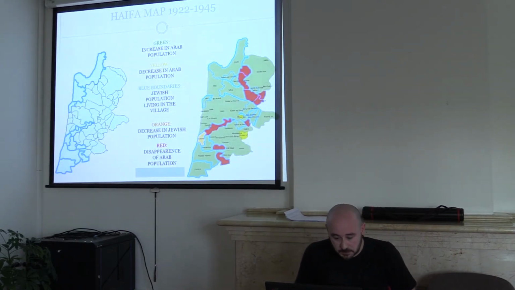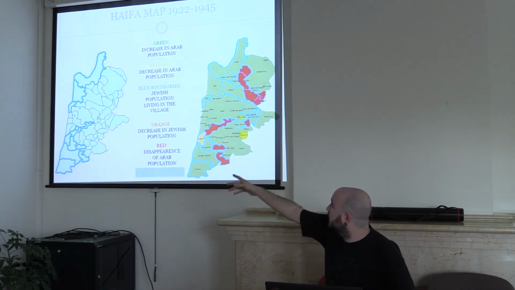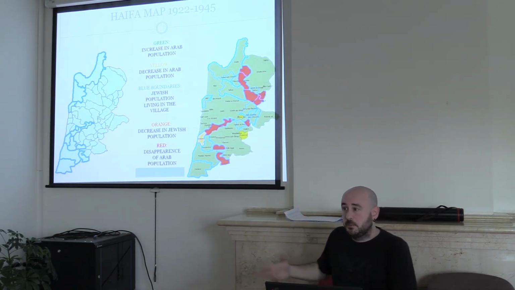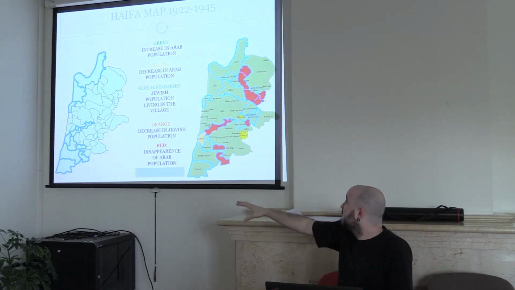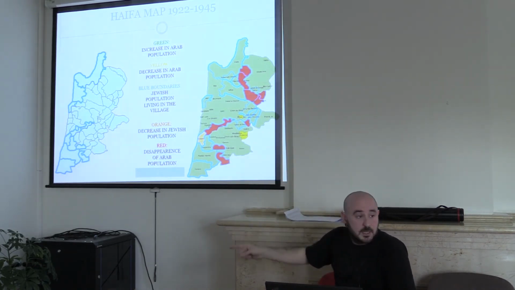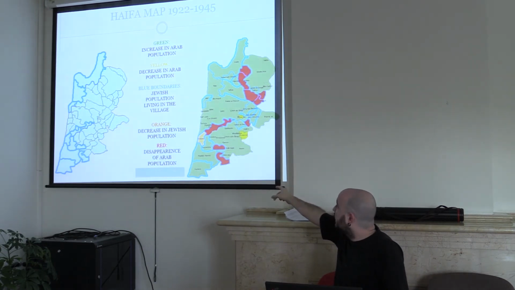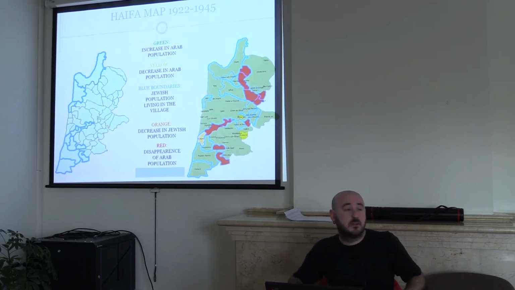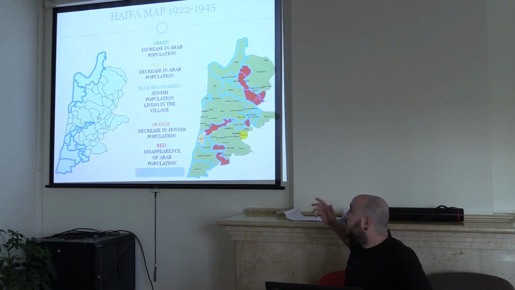So we have, in this case, the maps of 22 and 45 for Haifa. In this one, the blue boundaries mark the places where the Zionists were before 22, according to the British Mandate population sources. And this is the outcome of 1945. So we see the increase of population in places where they bought land, and the red areas are, as I said, villages where the Arab population disappeared. In 1922 there was Arab population living there, and in 1945 it no longer lives there. In all of them, there is a Jewish population living in the village, in the entity in this case.